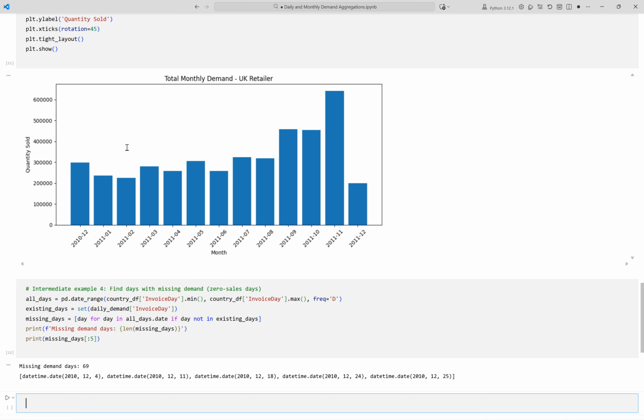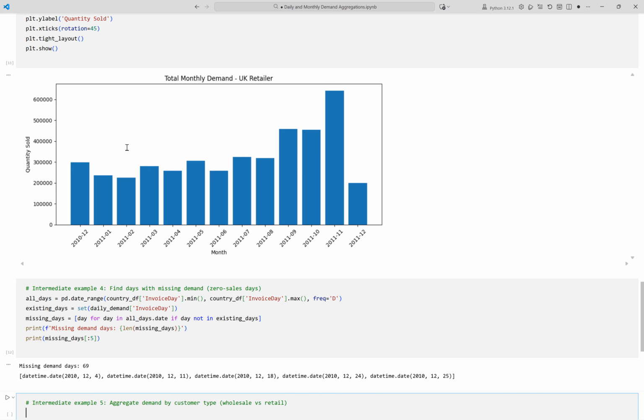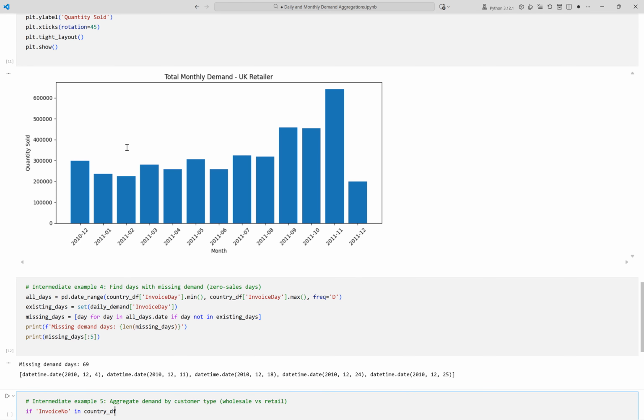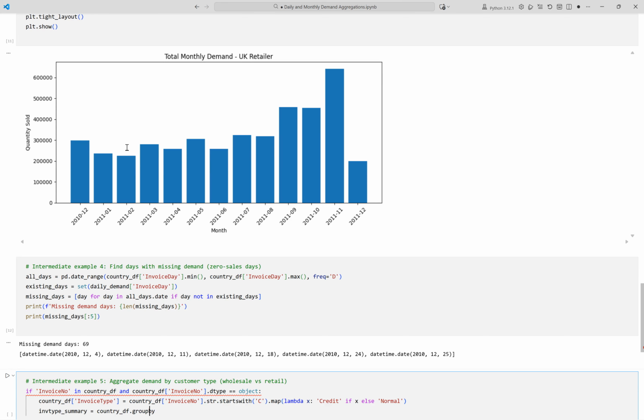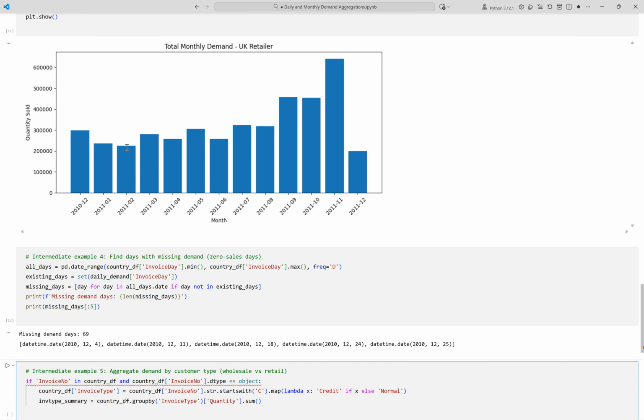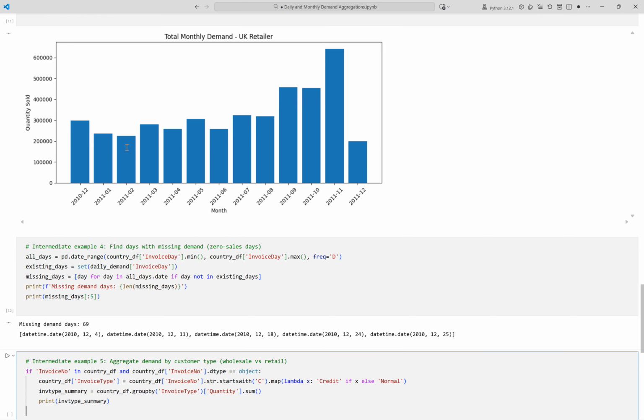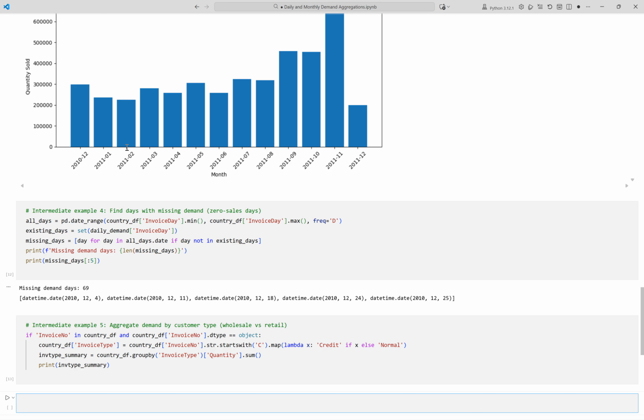Understanding the type of invoice helps spot operational differences between credit and normal sales. We conditionally check for the invoice no column for our split. We categorize invoices by whether they are credits, usually returns, or normal sales. We summarize demand split by type for operations. We print the total demand by each invoice type. Running the cell now. If credit returns are high, there could be a quality or service problem.